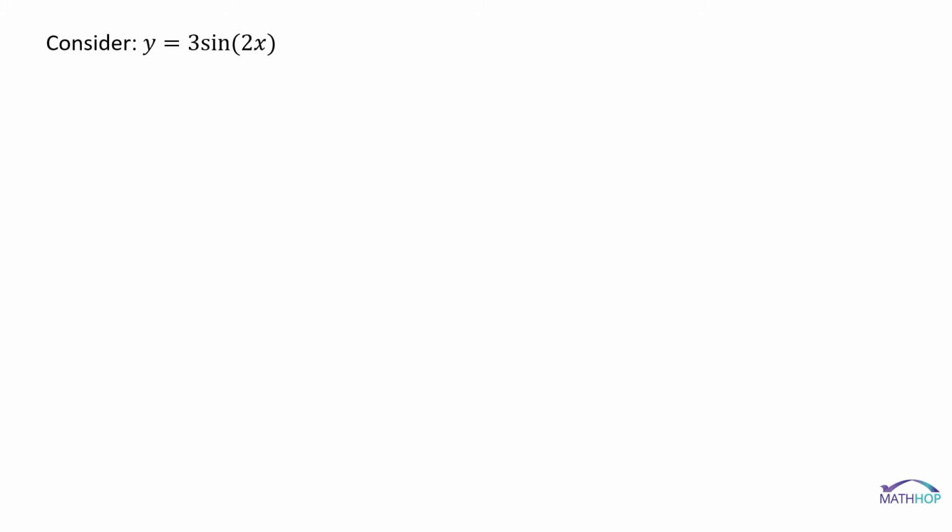Let's consider this function y equals 3 times the sine of 2x. I don't really want to graph it step by step, but I want to talk about each piece and then look at how it relates to the graph. So the value 3, that's our A value. Our amplitude is the absolute value of 3. So this graph is stretched up to 3 and down to negative 3.